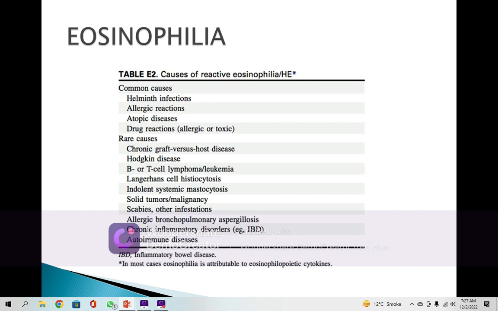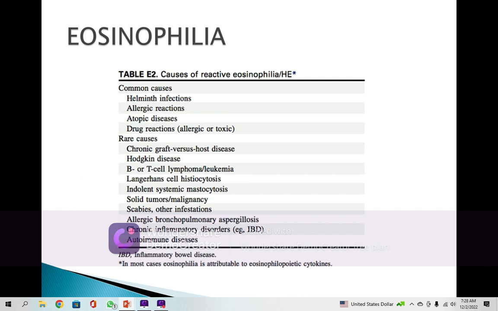Rare causes are chronic graft versus host disease, Hodgkin disease, B or T cell lymphoma, leukemias where eosinophil counts are there, Langerhans cell histiocytosis, interstitial lung disease where the eosinophils have invaded. Indolent systemic mastocytosis is another condition, which is called mastocytosis.